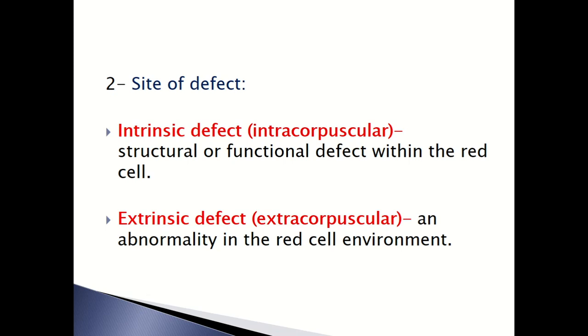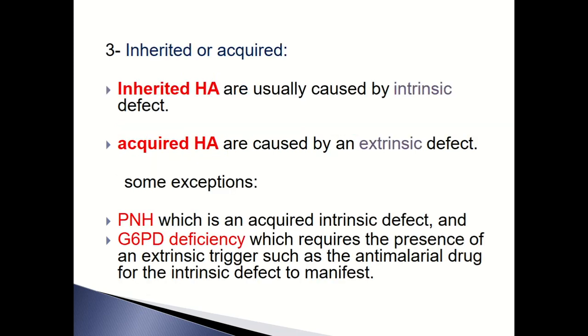And extrinsic defect, that is extracorpuscular, like in RBC membrane abnormalities or in enzymatic abnormalities. Now, inherited or acquired hemolytic anemia. Inherited hemolytic anemias are usually, as we have discussed in this slide, intrinsic defects, and any extrinsic defect is acquired hemolytic anemia. But there are two exceptions. One is PNH, that is paroxysmal nocturnal hemoglobinuria.